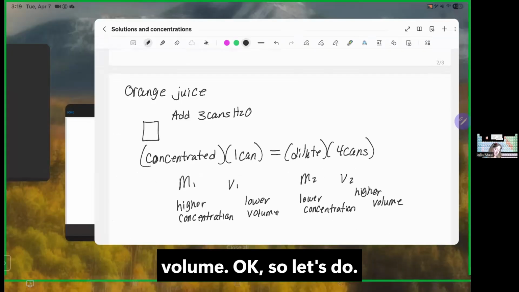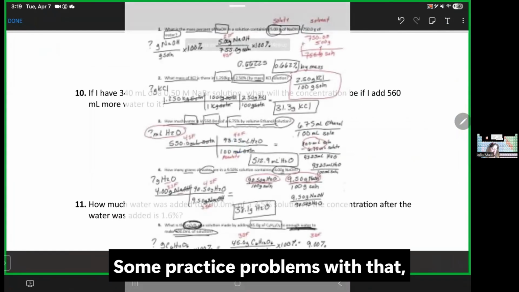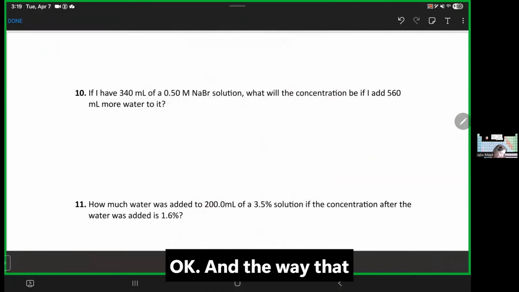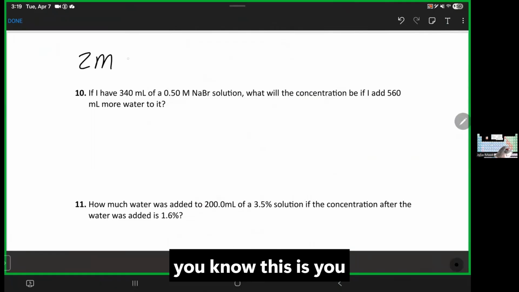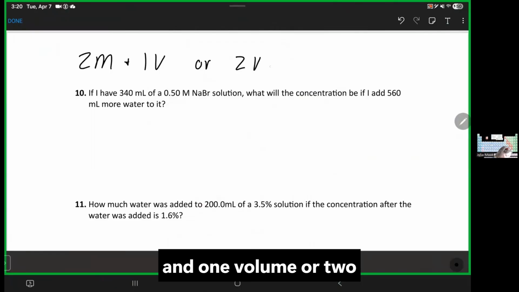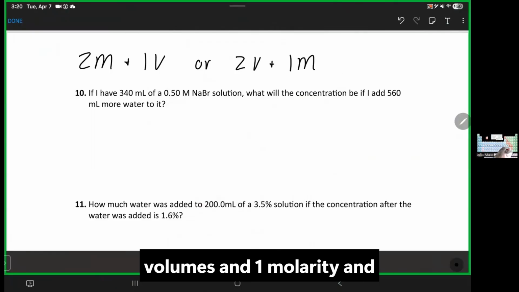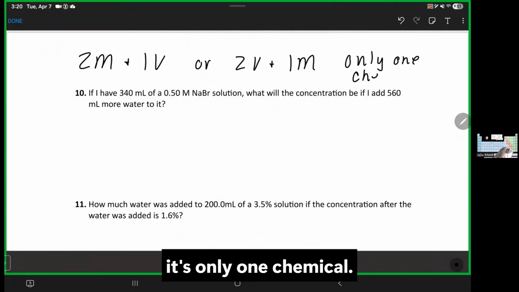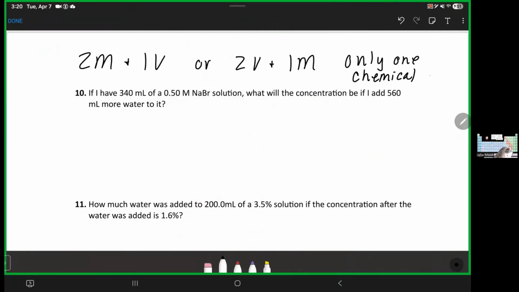Okay, so let's do some practice problems with that. And the way that you know this is you are given either 2 molarities and 1 volume, or 2 volumes and 1 molarity, and it's only 1 chemical and water.